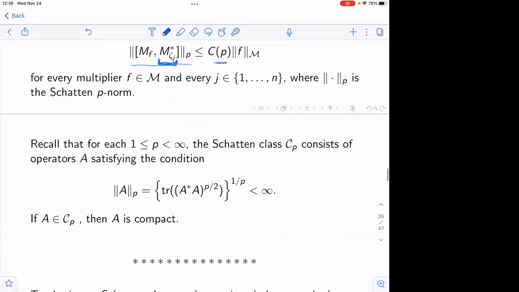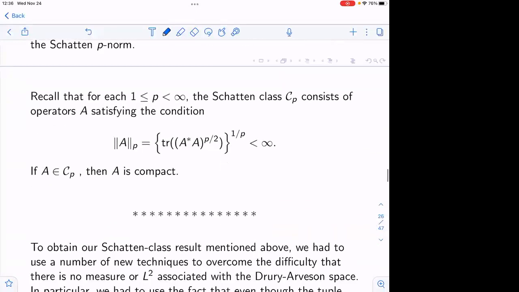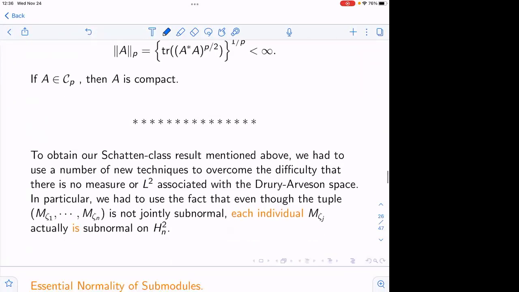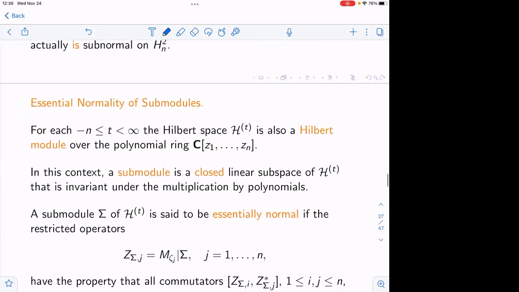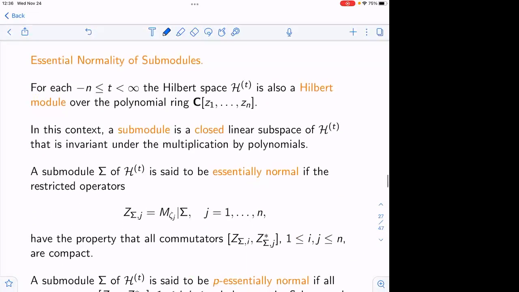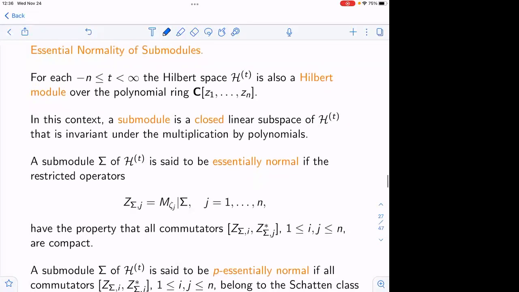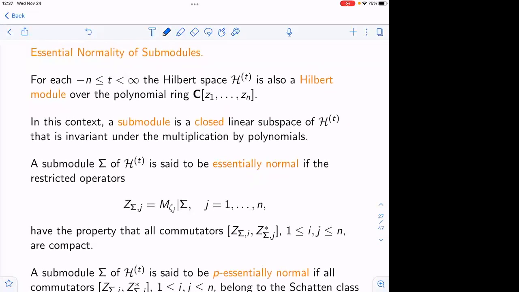So, all right, this is just a reminder of the definition of the Schatten p class. I already mentioned this. Okay, so now let's get to the essential normality of submodules. I only mention submodules here; I should include quotient modules as well. But that's something that you already heard plenty of, particularly from yesterday's talk by Yuan.